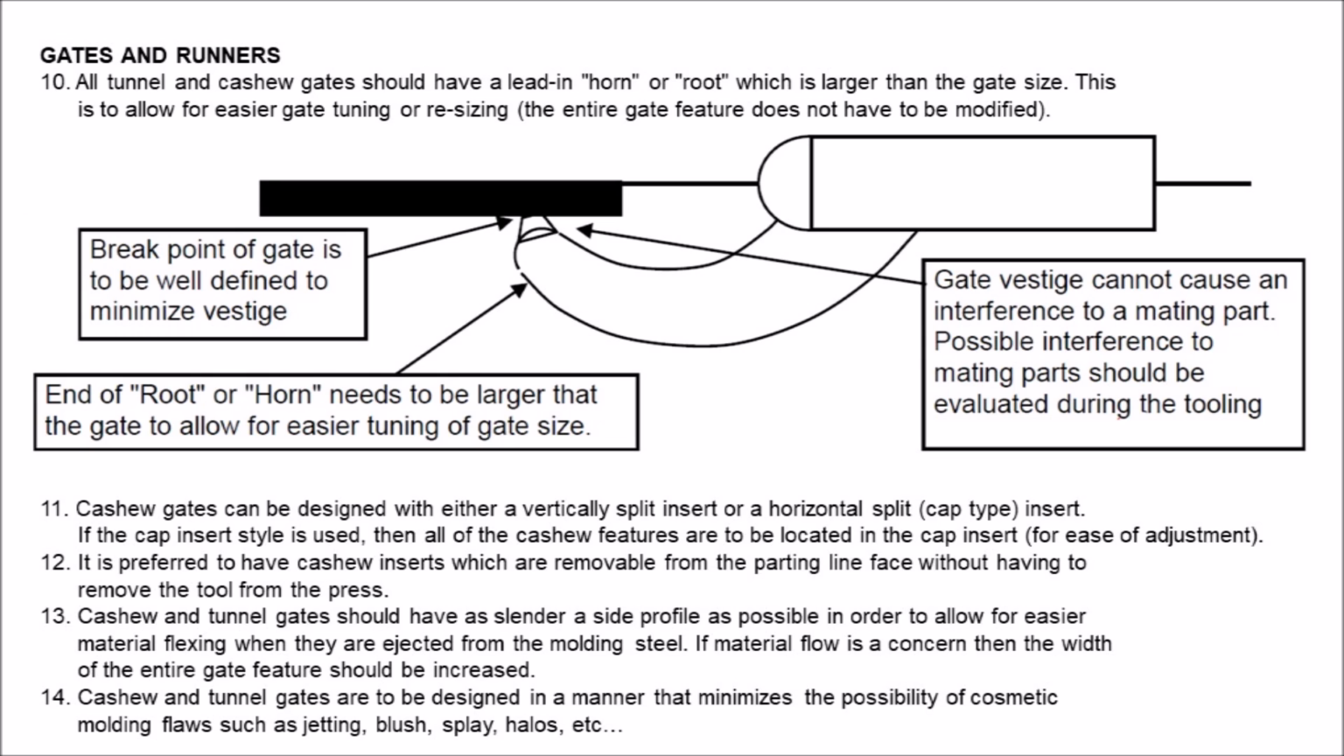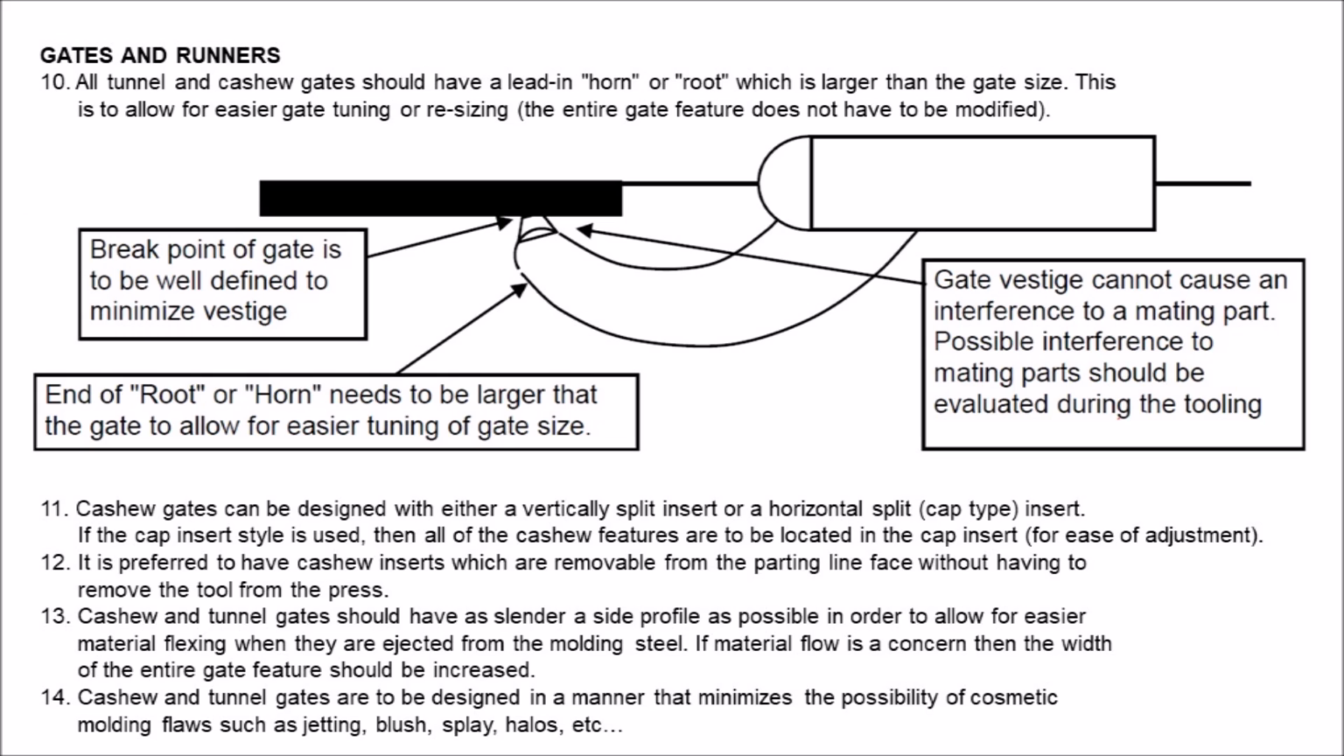11. Cashew gates can be designed with either a vertically split insert or a horizontal split, cap type, insert. If the cap insert style is used, then all of the cashew features are to be located in the cap insert, for ease of adjustment. 12. It is preferred to have cashew inserts which are removable from the parting line face without having to remove the tool from the press. 13. Cashew and tunnel gates should have as slender a side profile as possible in order to allow for easier material flexing when they are ejected from the molding steel. If material flow is a concern, then the width of the entire gate feature should be increased.